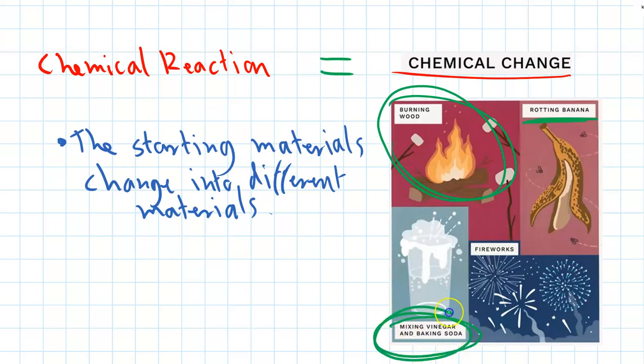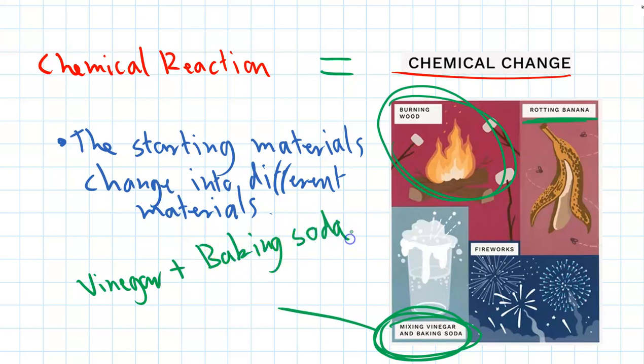Vinegar and baking soda, that's a common reaction we can do that makes lots of bubbles and fizz. So the vinegar and the baking soda materials change into different materials. That one actually changes into a salt, not table salt. And what else does it make? Carbon dioxide, CO2, and I think it makes water as well.